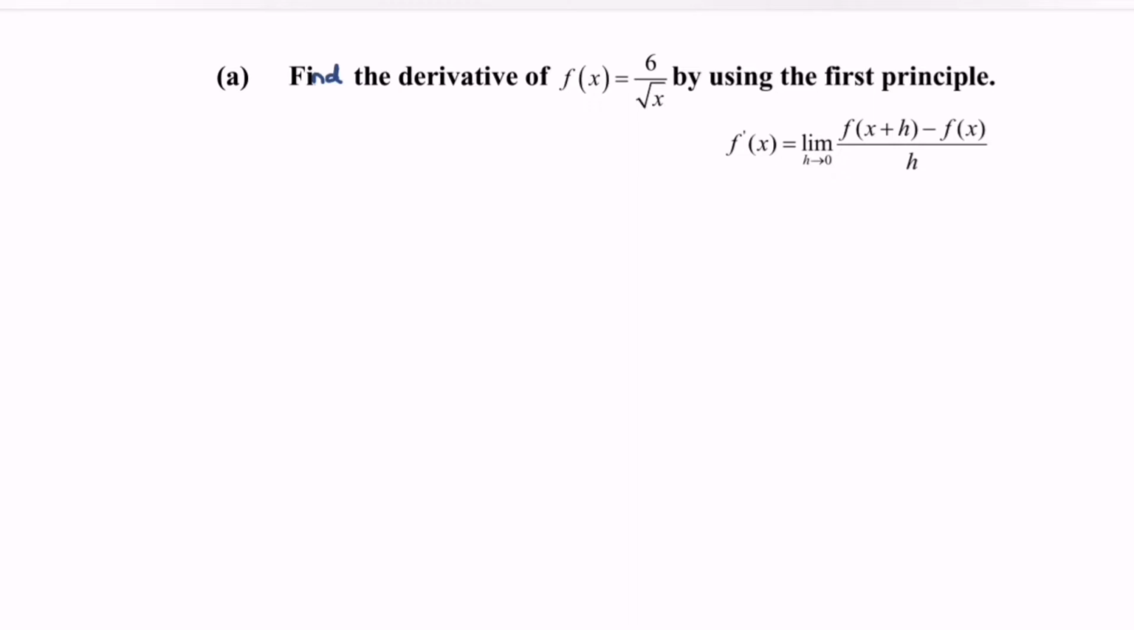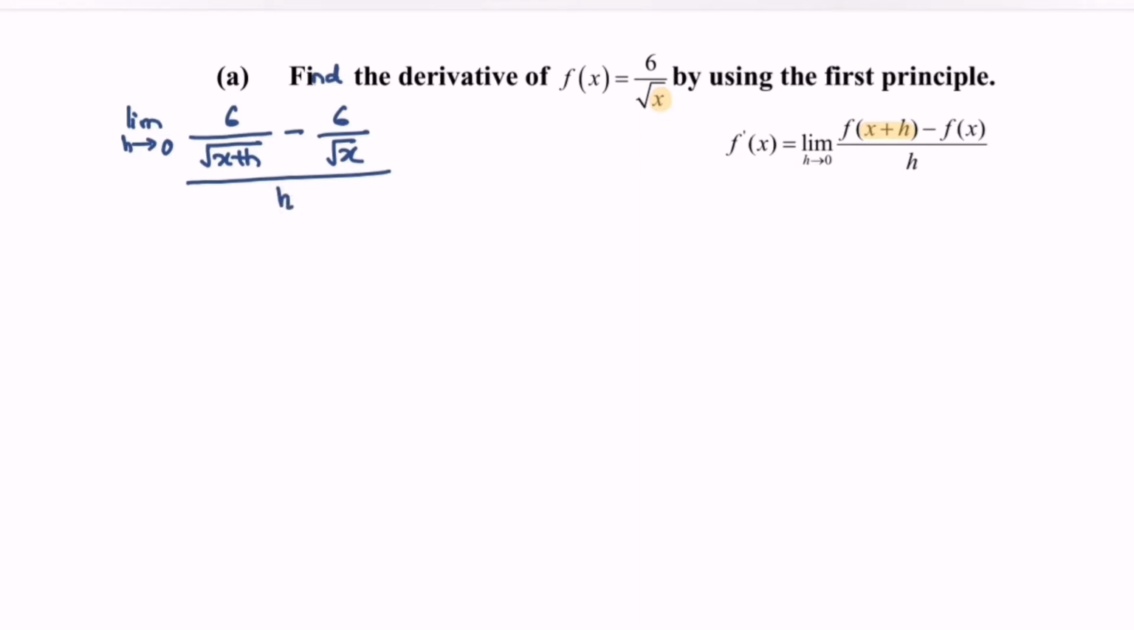Kindly substitute the situation by referring to the formula. So where we have the limit as h approaches 0, kindly refer to the formula f(x + h). Substitute x with x + h, and we will have 6 over square root of (x + h) minus f(x), where we have 6 over square root of x, all over h.